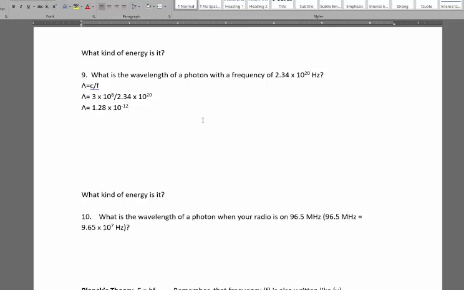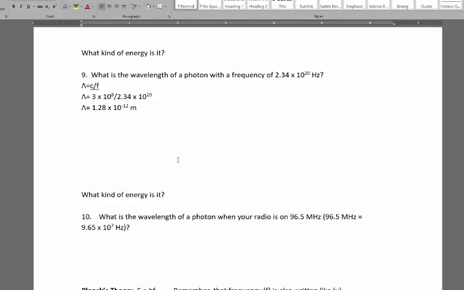And this is measured in meters. So don't forget your meters. Now when you put this out of scientific notation, you get a really long number, 0.00000000128. So you can leave it in scientific notation.